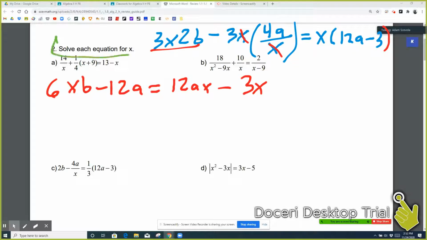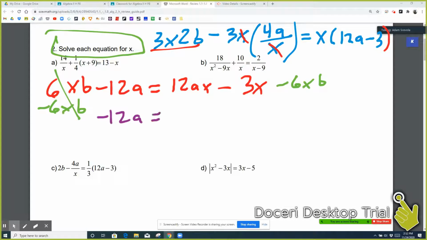Now I have to solve for x, and we have to isolate x. But the issue is x comes up in three different terms, and they aren't like terms, so you can't add them. So the simplest solution would be to get all the terms with x on one side of the equation. So that means I just got to bring this over, and then factor out the x. So I get negative 12a is equal to x times, then we factor it out, 12a minus 3 minus 6b.